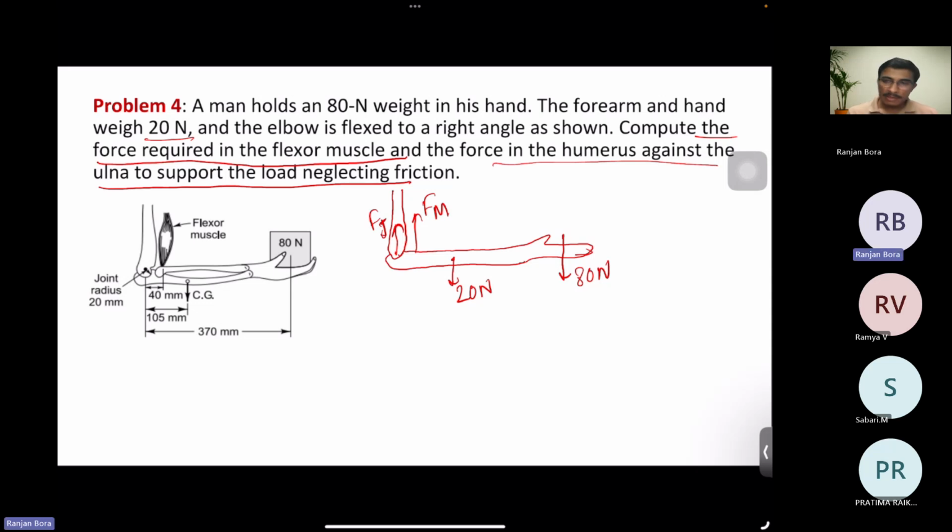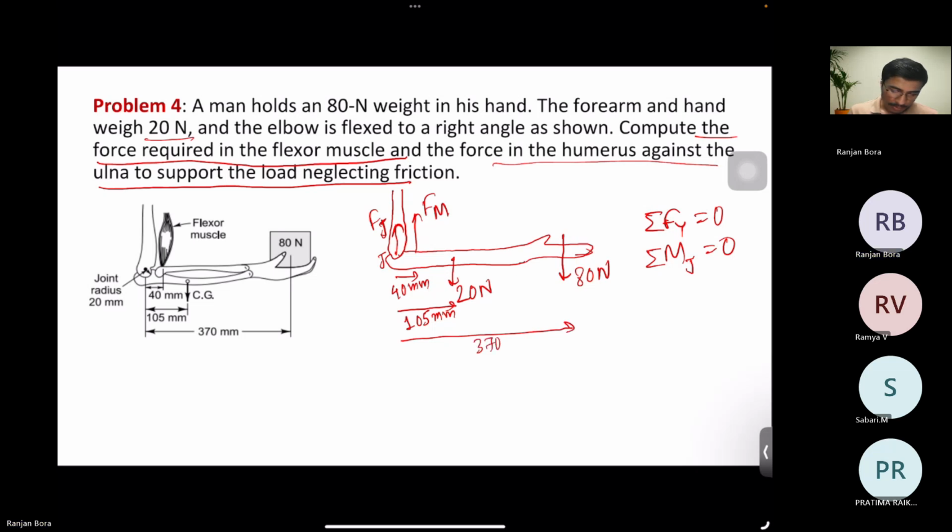Now, what conditions will we apply? Same as before: summation of Fy is 0 and summation of moments. Let us take this point as J. Moment about J is 0. These distances are already given. This is 40 mm, this is 105 mm, and this is 370. Now try to solve it. I think you can do it now.